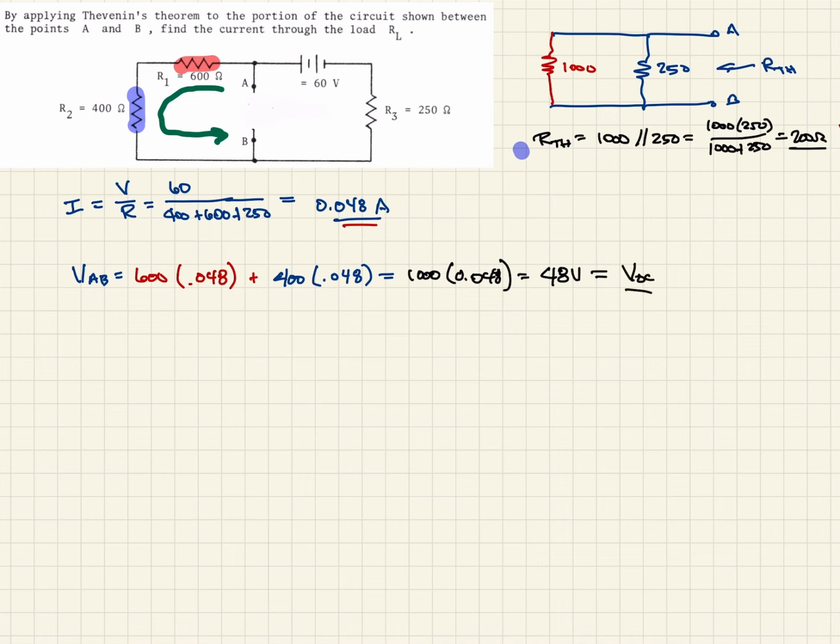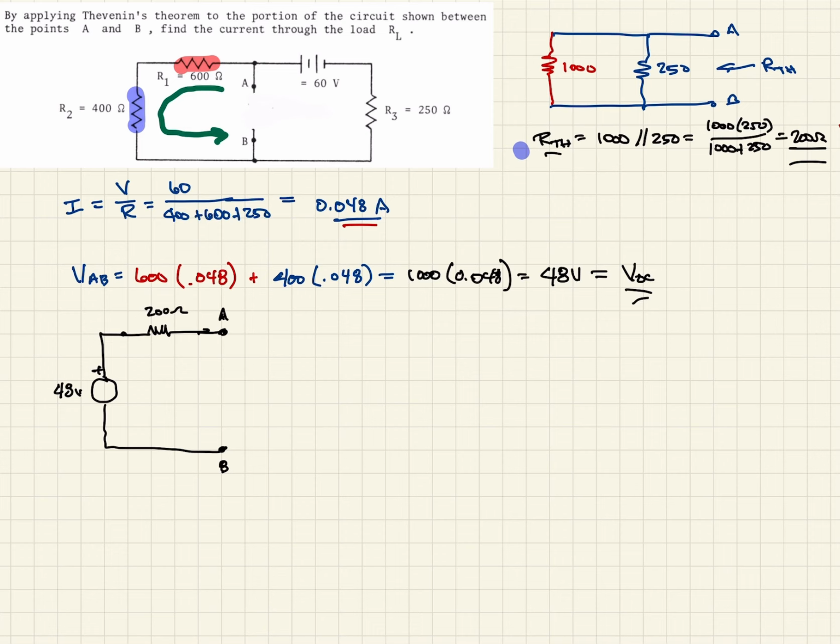So now we have our Thevenin resistance and our open circuit voltage. That should be all we need to do this circuit. So remember, when we do a Thevenin equivalent circuit, it's a voltage source, which in this case is going to be 48 volts in series with a resistance, which in this case is 200 ohms. And so we can go back to our original terminals A and B.